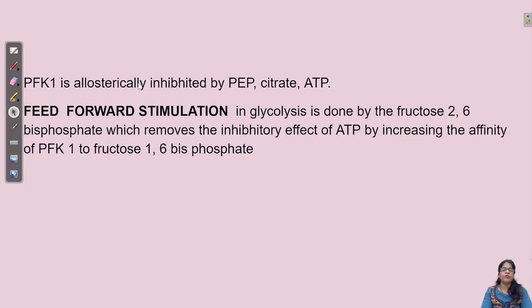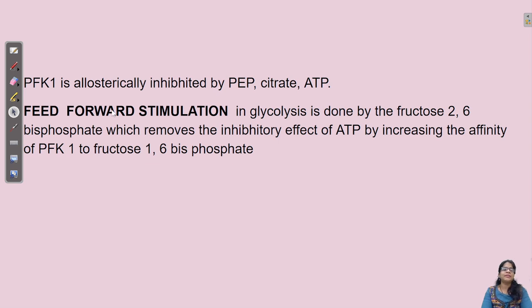Yes, this phosphofructokinase is an enzyme, right? It is allosterically inhibited by the presence of more ATP, more citrate and more phosphoenol pyruvate. When these three are high in number, PFK gets allosterically inhibited, leading to the stop of glycolysis for further happening. That is what you call feed forward stimulation.